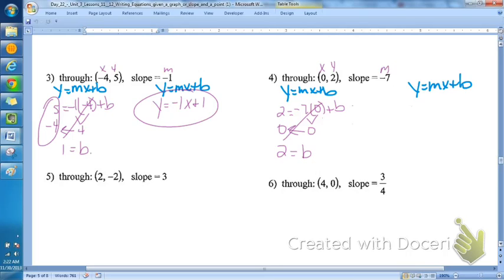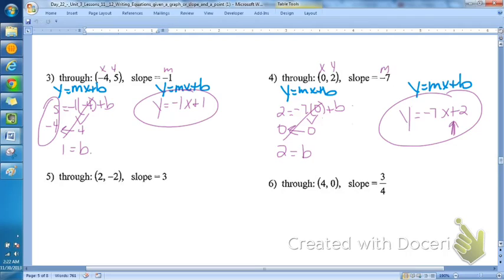Plug it into the equation, plus 2, x, plugging in your -7 for your m value is equal to the y value. There's your final answer. Be very careful that you always include the sign of that b value. Don't just write a 2 underneath b. You need that sign there.